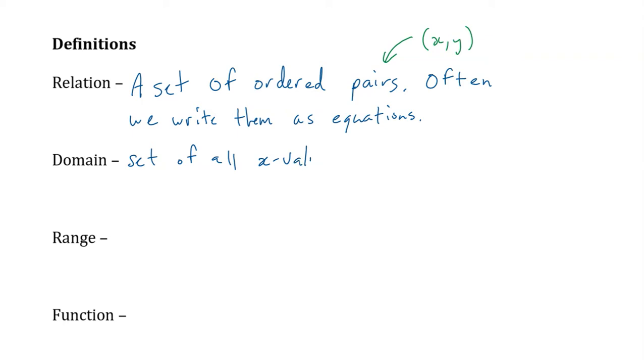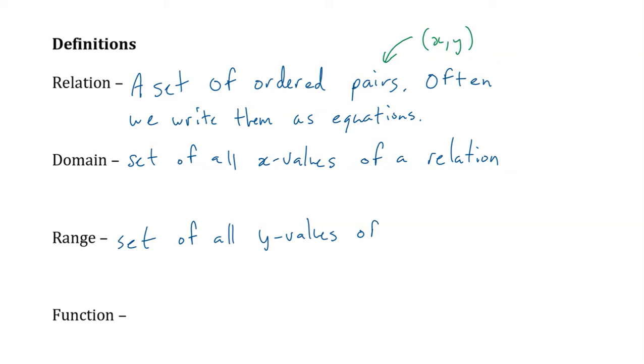So the domain is the set of all x values of a relation. And the range is the set of all y values of a relation. So all you have to remember is domain means x and range means y. But you do have to remember that part. Don't get them backwards.